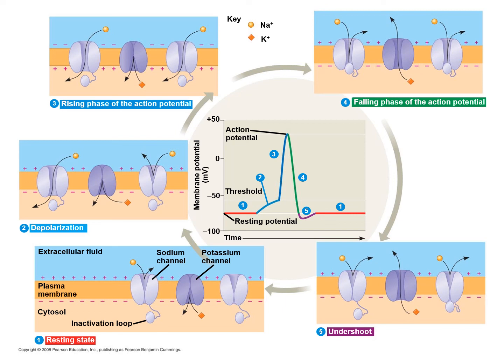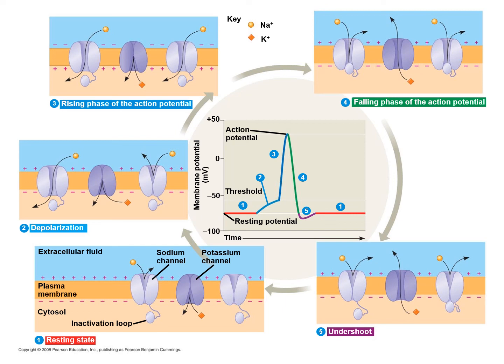We get up to that plus 30 level, and then what's going to happen is the gated sodium channels are going to close, and now the voltage-gated potassium channels are going to open. They're going to allow potassium to rush out of the cell. That's going to cause this falling phase of the action potential.